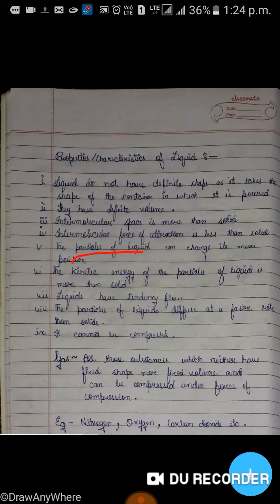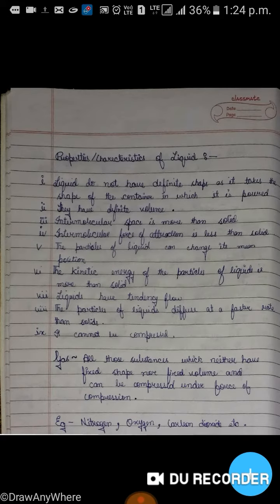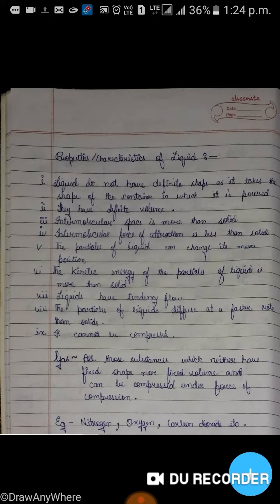The particles of liquid can change their mean position, which means that the particles of liquid can move from one place to another. Therefore, they have the tendency to flow and they are known as fluid. The particles of liquid diffuse at a faster rate than solid. The particles of liquid can move more as compared to solid. Therefore, they can change their mean position and can diffuse faster as compared to solid.